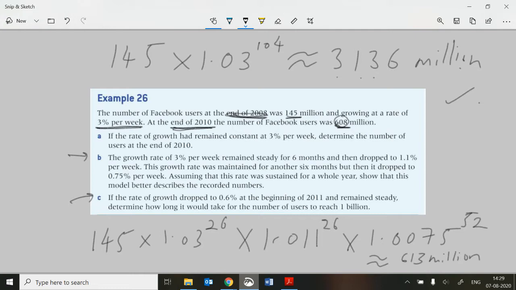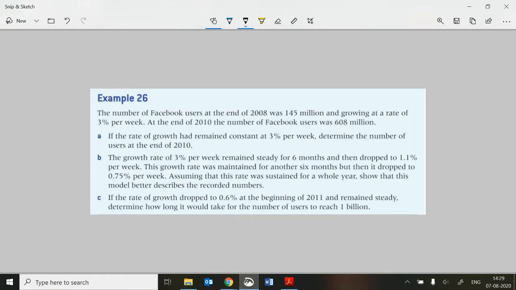Okay, part C, it says if the rate of growth drops to 0.6% at the beginning of 2011 and remains steady, determine how long it would take for the number of users to reach 1 billion. Okay, so at the beginning of 2011, we know that's the same as at the end of 2010. We definitely know we have 608 million users. So we've got 608 million users.